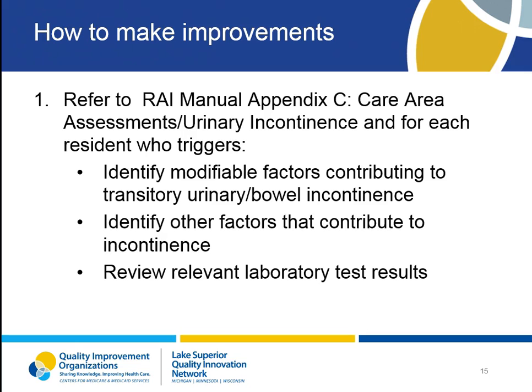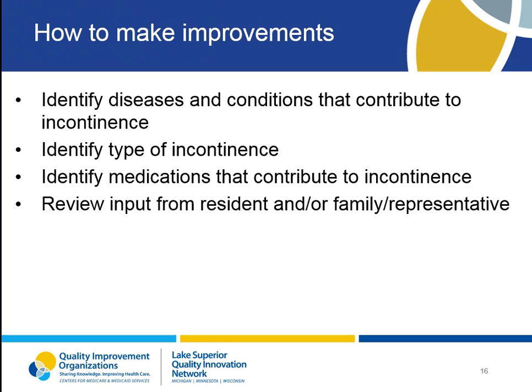The assessment of the causes and contributing factors gives the interdisciplinary team additional information to help them develop a comprehensive plan of care. For each resident who triggers for this quality measure, identify modifiable factors contributing to transitory urinary or bowel incontinence, identify other factors that contribute to incontinence, and review relevant laboratory test results. In addition, identify diseases and conditions that contribute to incontinence, the type of incontinence, medications that contribute to incontinence, and review input from the resident and/or the family or representative.